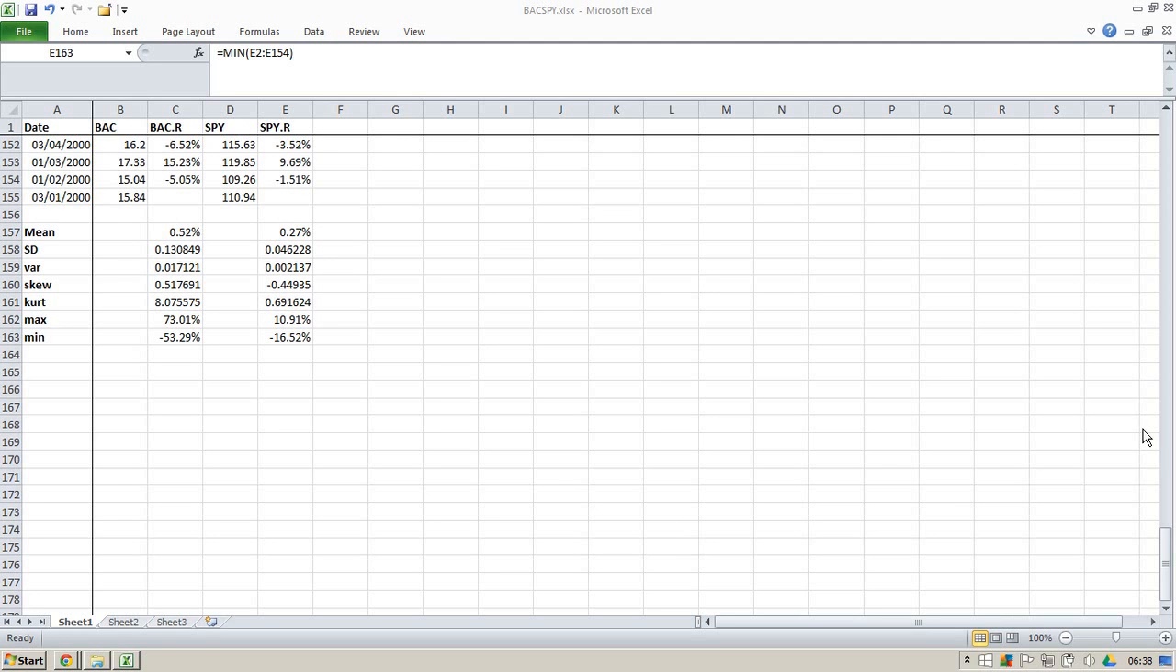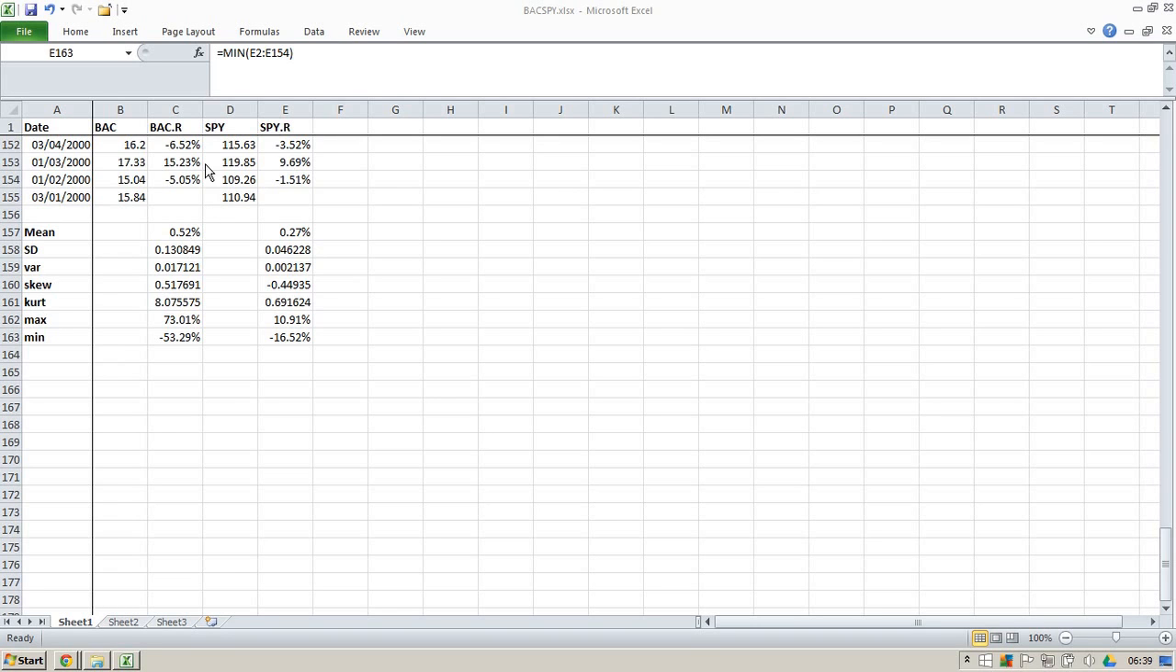This is part 2. This is where we got to. We have a sample of returns for Bank of America, a sample of returns for the S&P, and what we want to do now is just compare the two. And what we're going to do is something which is equivalent to the capital asset pricing model. It's a slightly simpler version of that because we're going to leave out the risk-free rate.